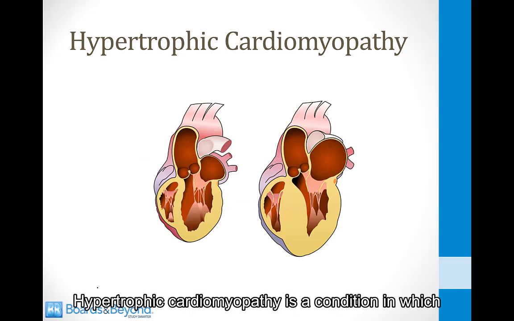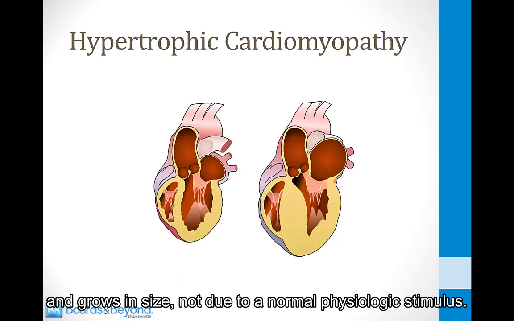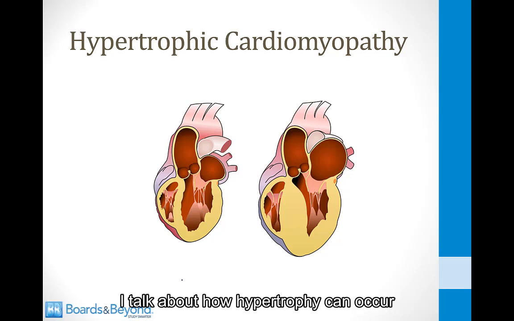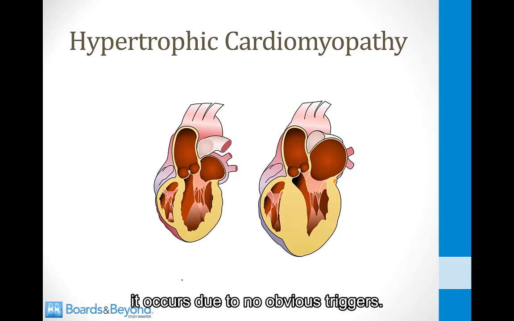Hypertrophic cardiomyopathy is a condition in which the myocardium of the left ventricle hypertrophies and grows in size, not due to a normal physiologic stimulus. In some of the other videos, I talk about how hypertrophy can occur secondary to high blood pressure or heart failure or valvular disease, but in the condition of hypertrophic cardiomyopathy, it occurs due to no obvious trigger.